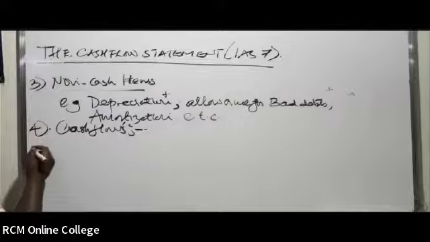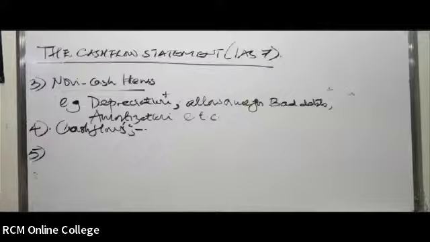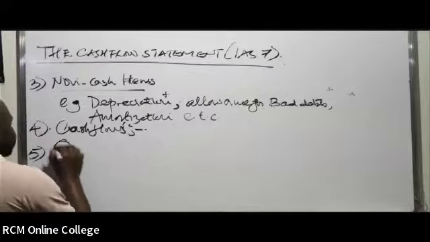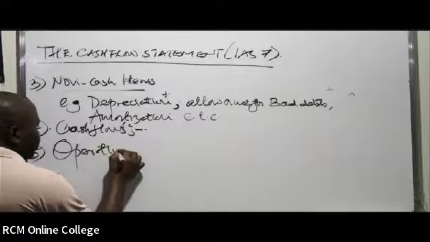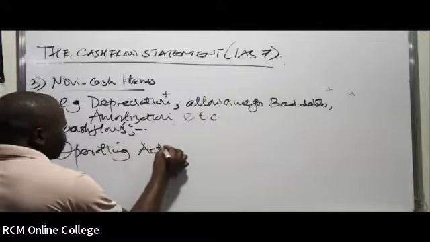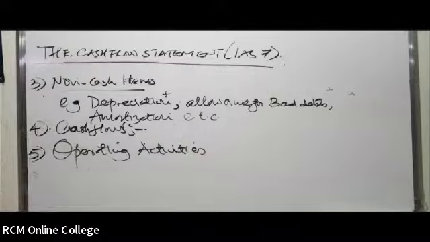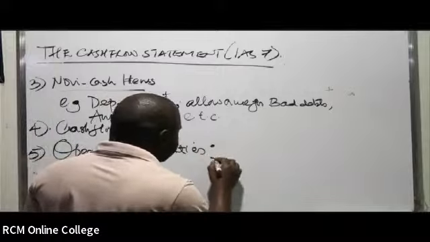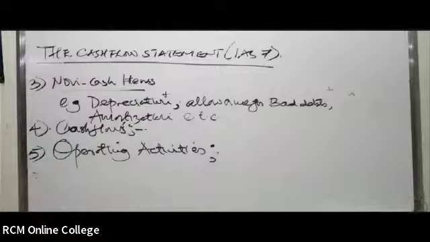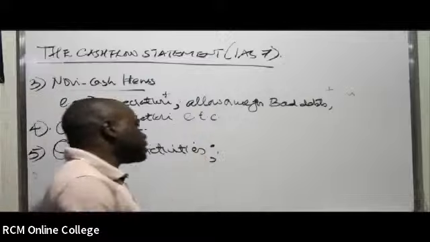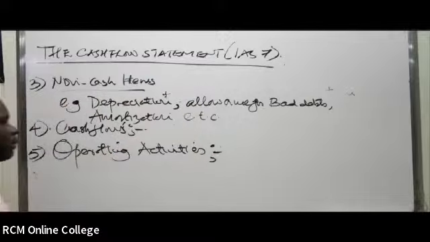Then we have another term that you also have to know. We have the operating activities under the cash flow. So you can write operating activities. When you look at the format of the cash flow statement, one of the categories of cash flows is what we call operating activities. What are operating activities? You write this down.